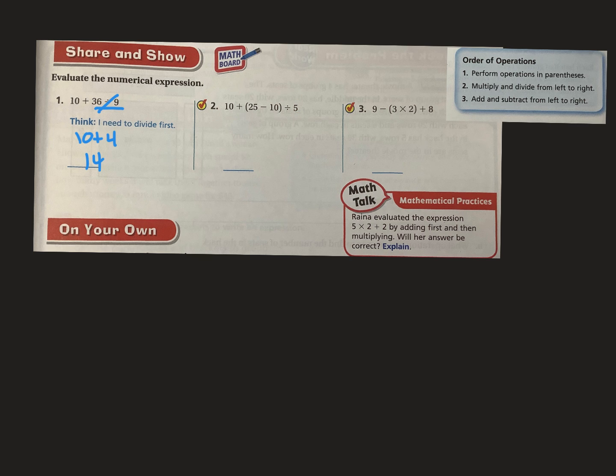Go ahead and pause, try number 2 if you want. If you're still not ready to pause and try it, that's okay. I'll do this one with you too. We have parentheses that need to be cleared first. So anytime they're in the parentheses, that means do that first. Psst, do this one first. So here I go. 25 minus 10 is 15. Cross off what you did, bring down the stuff you didn't do. Now I have 10 plus 15 divided by 5.